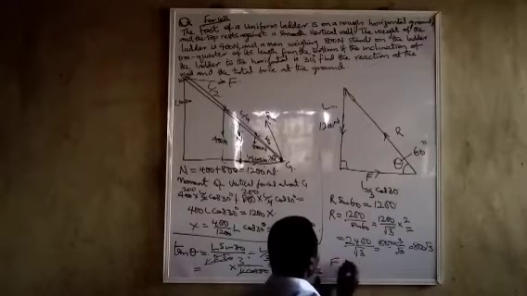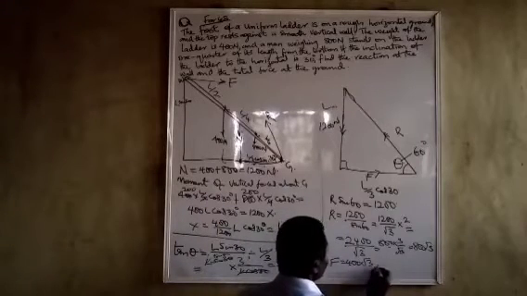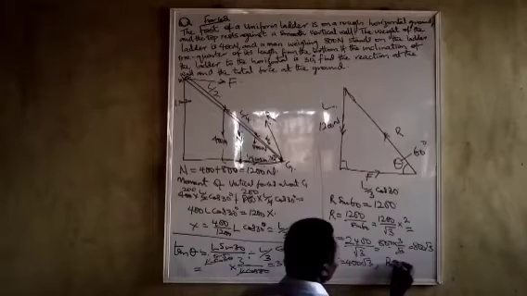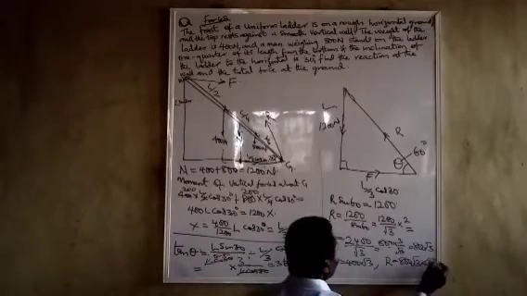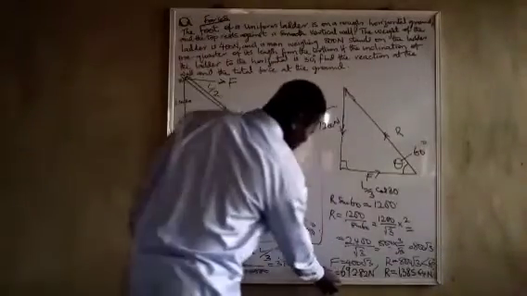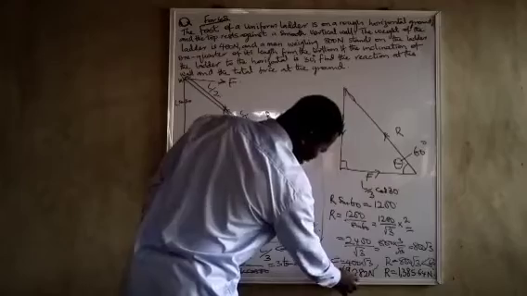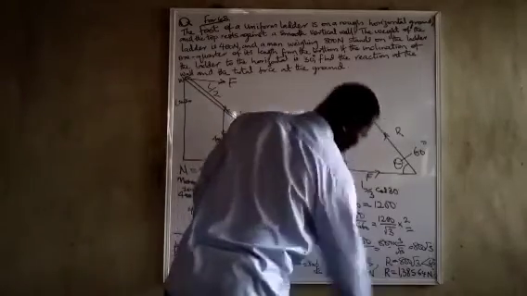So F, that is the reaction from the wall, is 400 root 3. R, the reaction from the ground, is 800 root 3, 60 degrees to the horizontal. So you can use our calculator to find the figures. So using calculator, F, the reaction from the wall is 692.82 Newton. The reaction from the ground is 1385.64 Newton.